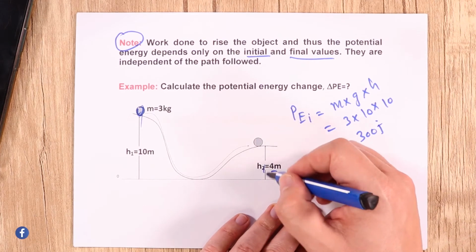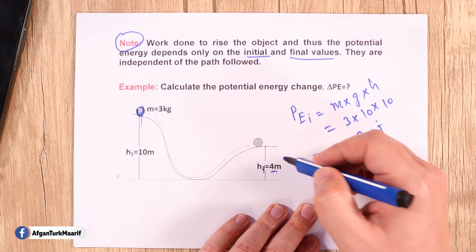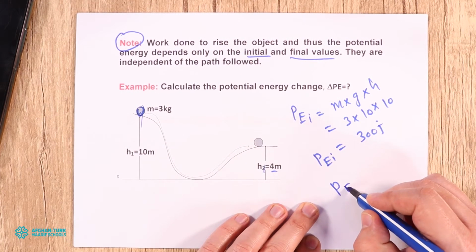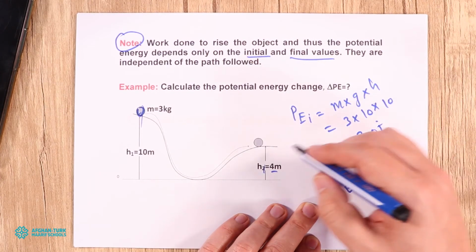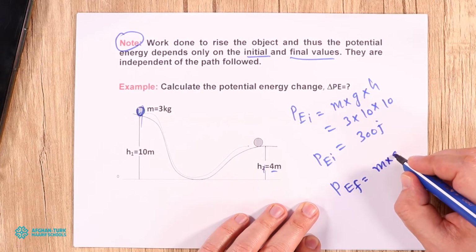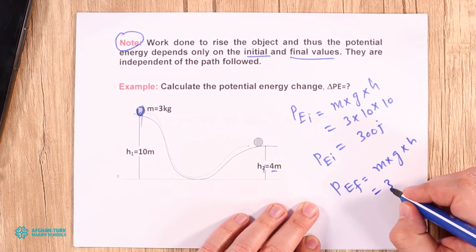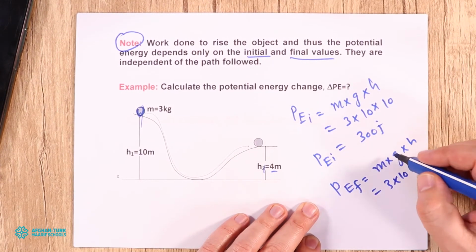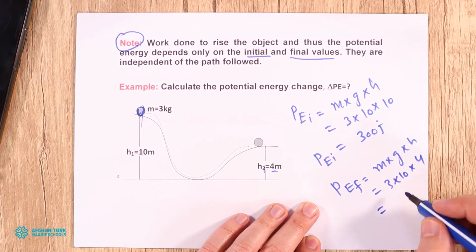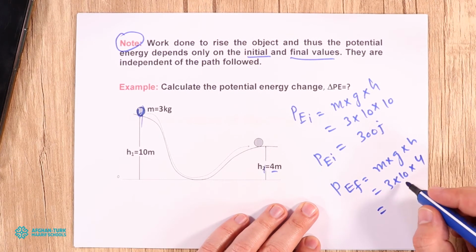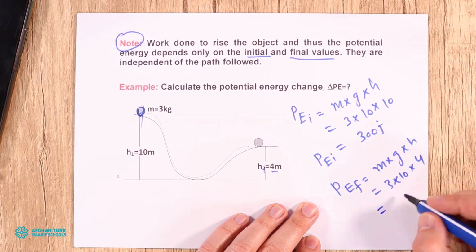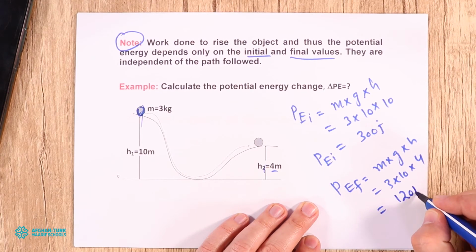Now the final, this part, when the object is coming down to this part. Again the mass is the same, mg multiplied by h, only the height is changed. 3 multiplied by 10 multiplied by 4. So 3 multiplied by 10 is 30, and 30 multiplied by 4 is equal to 120 joule.